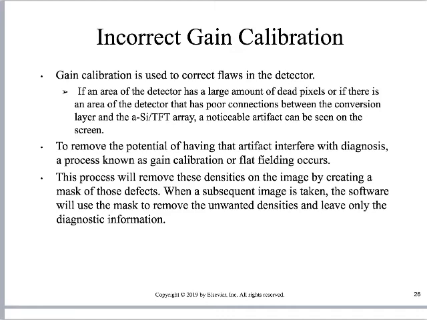So this would be a flaw in the detector. If an area has a large amount of dead pixels, or an area of the detector has poor connectivity, it's not being read as well, and this creates a noticeable artifact. Oftentimes what we do to correct for this is called gain calibration or flat fielding, right? You may remember I talked about this once before when we talked about photostimulable phosphor plates, that we had to do flat fielding or gain calibration.